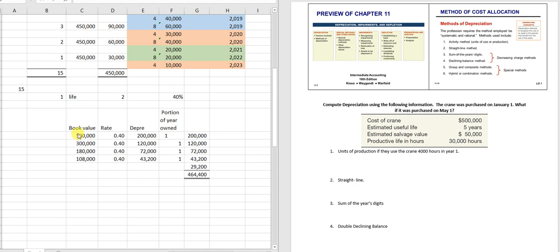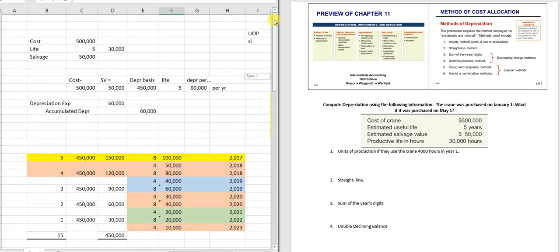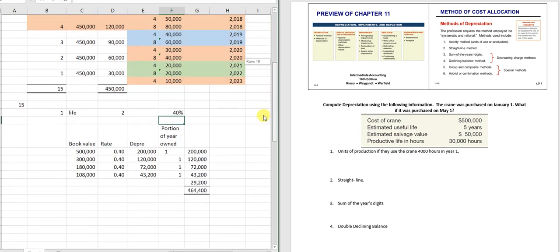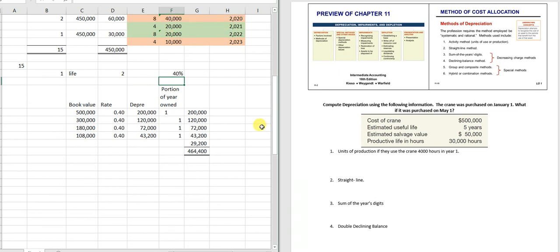So notice in all other ones I use 450,000, and even in straight line up here, cost minus salvage value is 450,000 divided by 5. But in double declining balance, I don't use the salvage value. You're going to find out I kind of use it in the end, but in this case I don't. So I'm going to take my book value. My book value is cost minus accumulated. So I take 500,000 cost times 40%, I get 200,000.